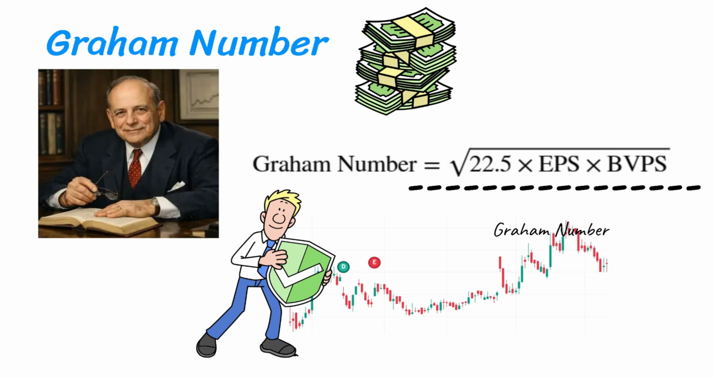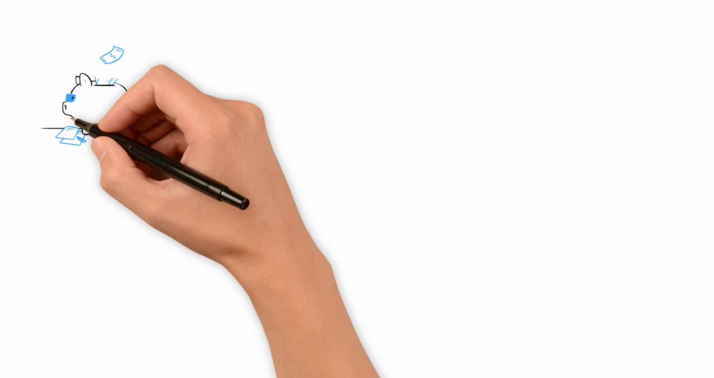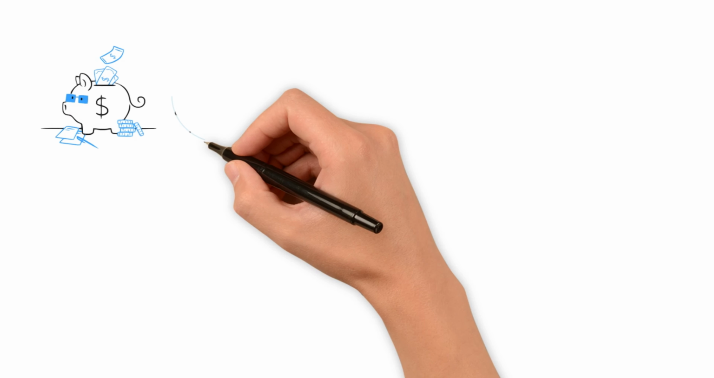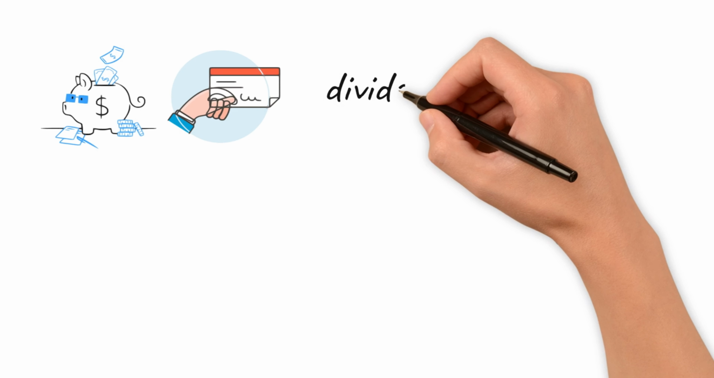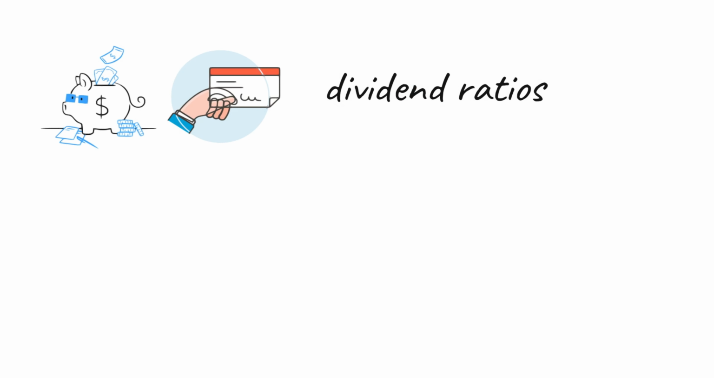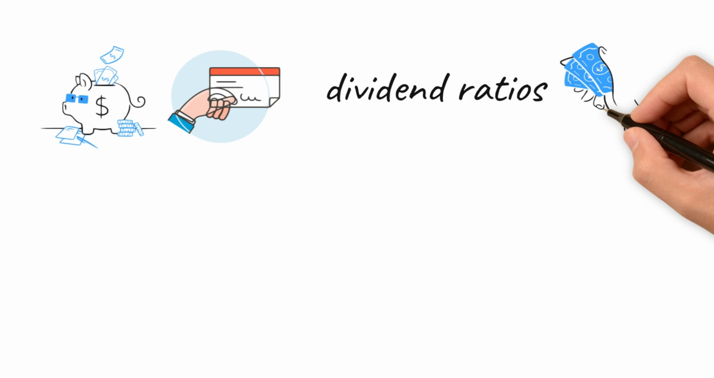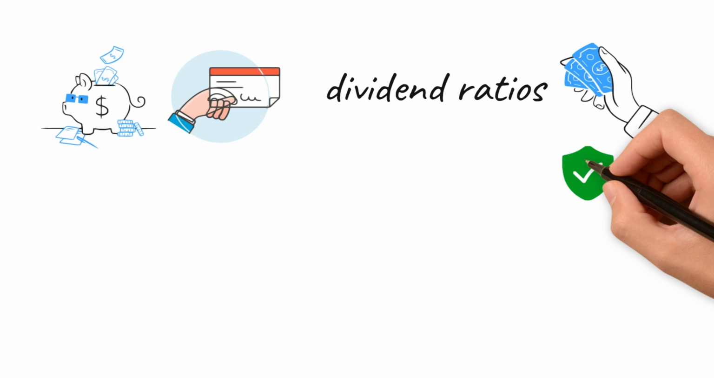If you're an income investor, someone who wants the stock to pay you regularly, not just appreciate in price, dividend ratios are your primary toolkit. These ratios tell you how much a company pays out, whether that payment is safe, and whether it's growing.